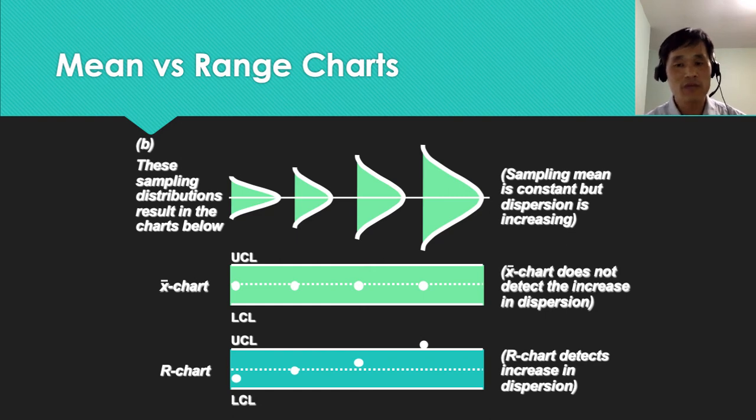The lesson to take from these examples is that both the X bar chart and R chart have to be under control to conclude that the process is under control. Even if they are under control, we have to look at the patterns of these dots so that we can make a correct judgment.